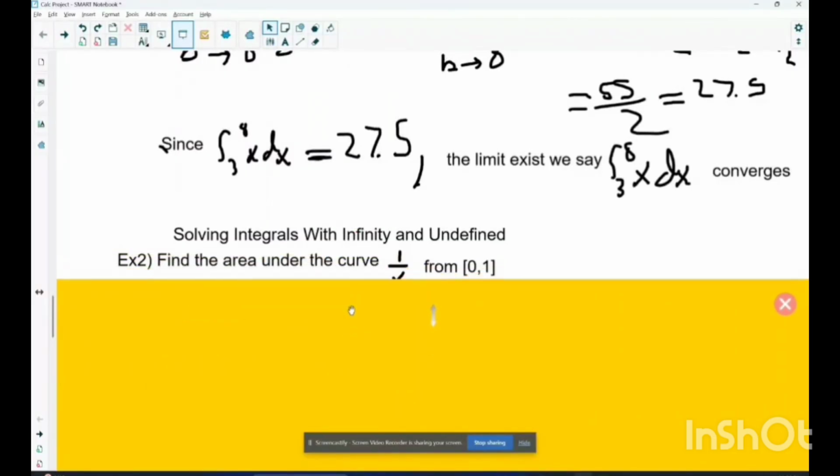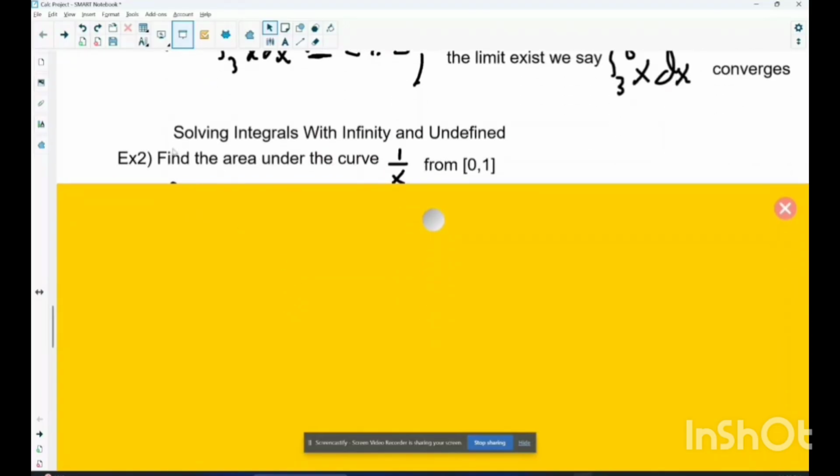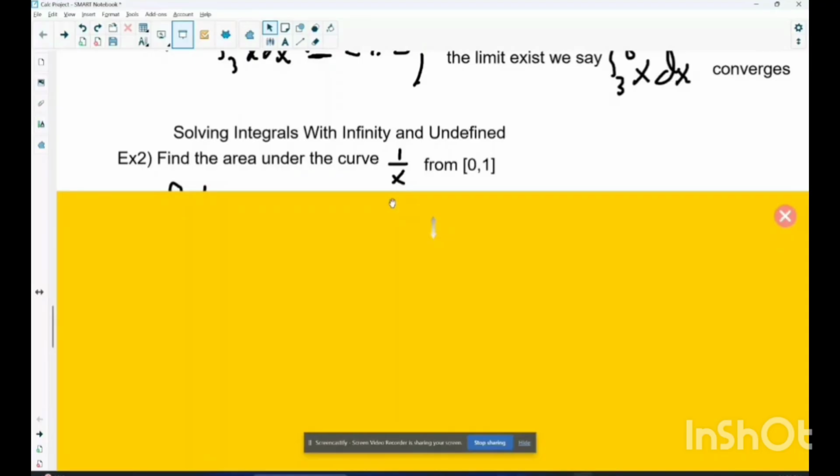Now this is another example. We're going to be solving integrals with infinity and undefined. This happens quite often, which can sometimes be confusing when it becomes undefined, but the same concept applies. So first we're finding the area under the curve of 1 over x. See if you could solve that. I'll give you a moment of pause. 3, 2, 1.